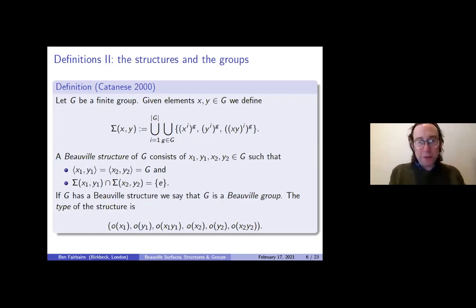It's also worth noting that this information alone is actually enough to give us some properties about the surface as well. So from these numbers, you can calculate things like its genus. So from a geometric point of view, it's worth keeping tabs on the type, as well as trying to verify our group as a Beauville group.